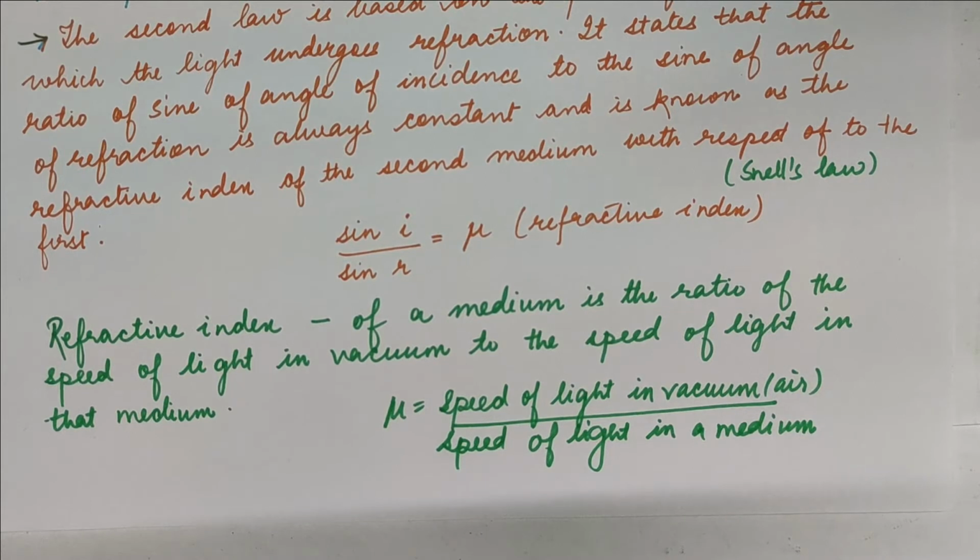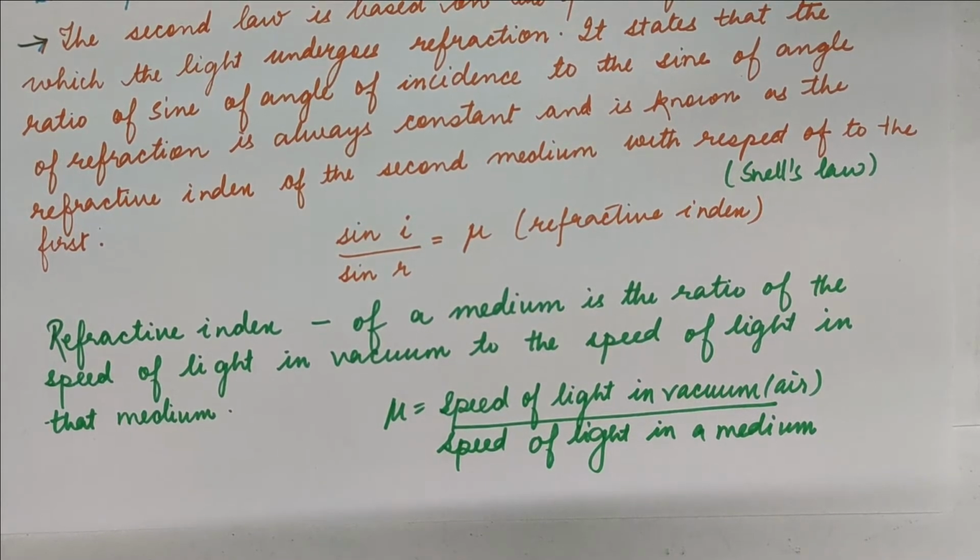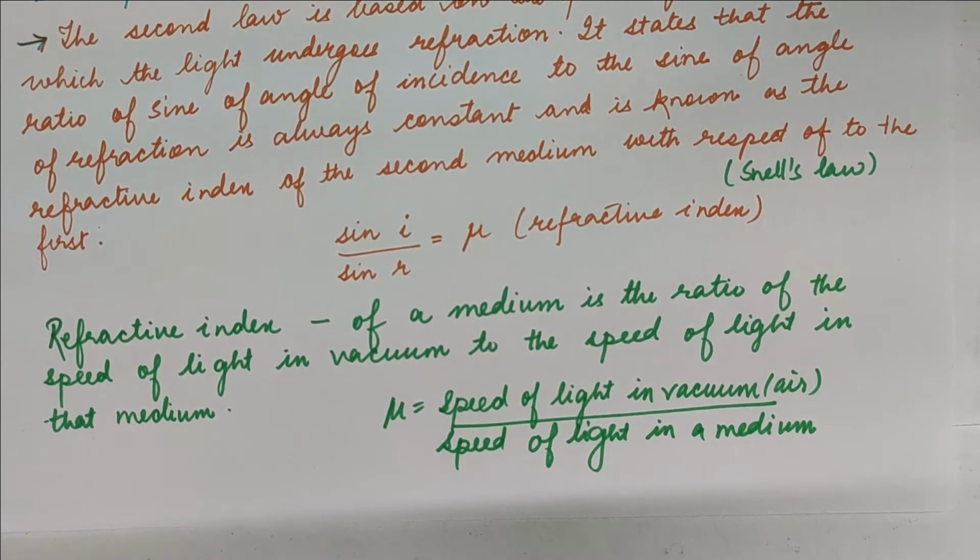And also you need to remember, children, that the speed of light in a medium of higher refractive index is always less. And we can say that more the refractive index, more the speed of light is slowed down as it enters another medium, right?